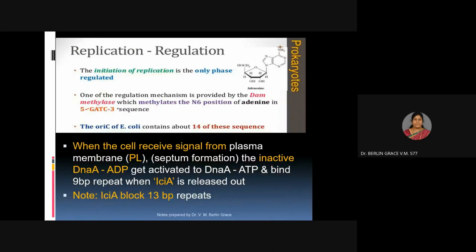Regulation: in the ORI-C itself, the sequence will be methylated at the N6 position of adenine at repeated GATC sequences. There are 14 of these sequences. If it is methylated, then it is ready for the next replication. Once the first replication is over, the site will be methylated, and this is an indication that it can go for the next replication. Until then it will be blocked.